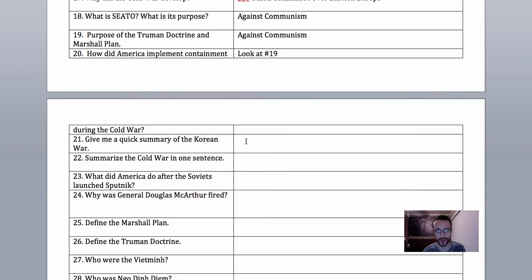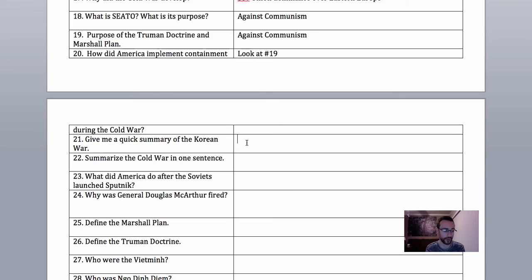Give me a quick summary of the Korean War. I'm not going to write all this down, but you guys can listen. North Korea attacks South Korea. North Korea goes all the way to the southern tip of South Korea. South Korea gets a little upset. They bring in the American military, General Douglas MacArthur, and they go past the 38th parallel north all the way to China. Then China gets involved. They push the Americans and the South Koreans all the way back to the 38th parallel, and it is a stalemate.